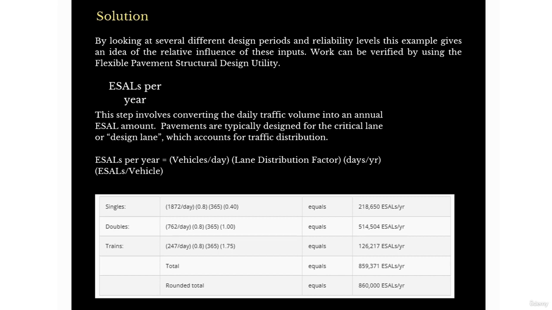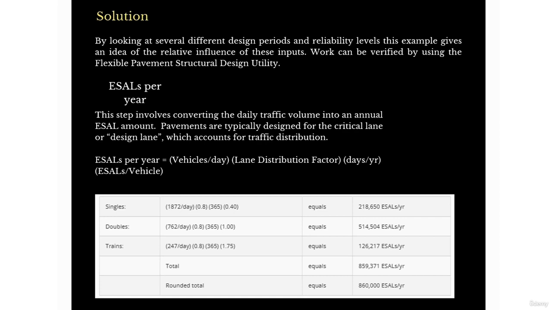So the ESLs per year equals vehicles per day times lane distribution factor times days per year and ESL per vehicle. This you'd know from traffic engineering or transport engineering. So for single units, this is what you'll get. For the double, this is for the trains, this is what you'll get. So this will be the total, then you round up. So this is your ESLs per year.